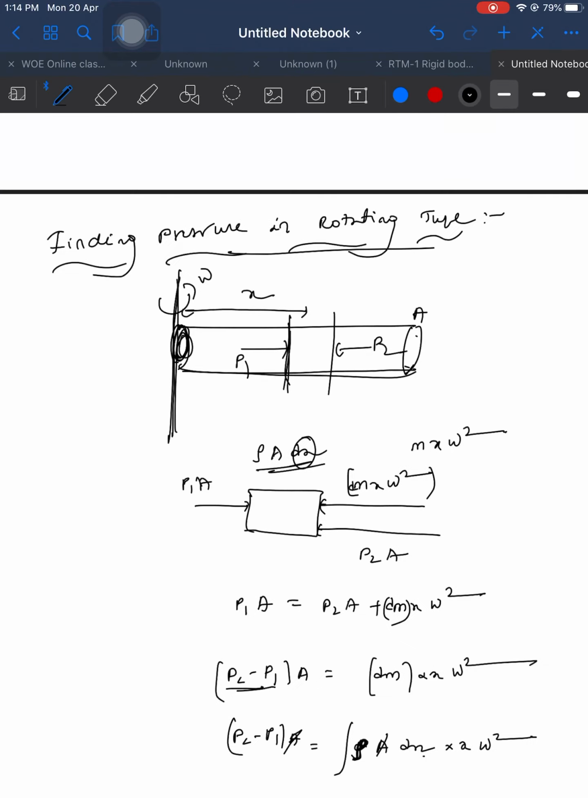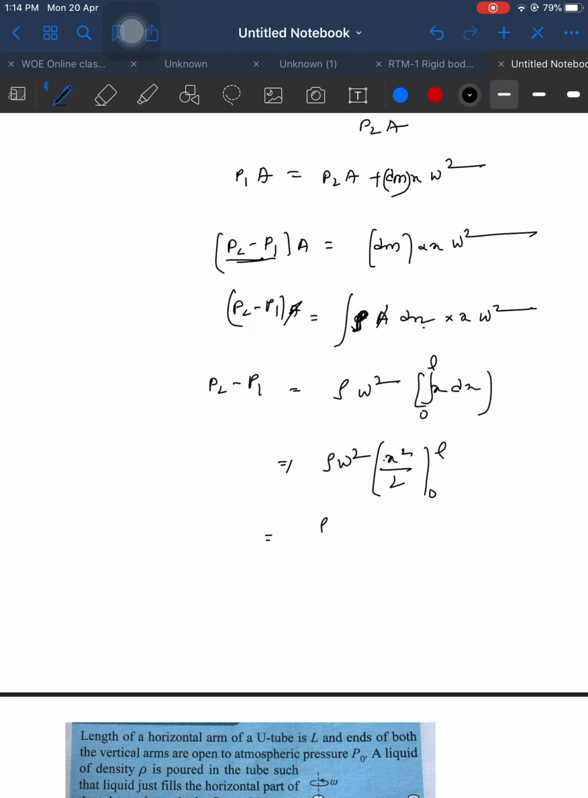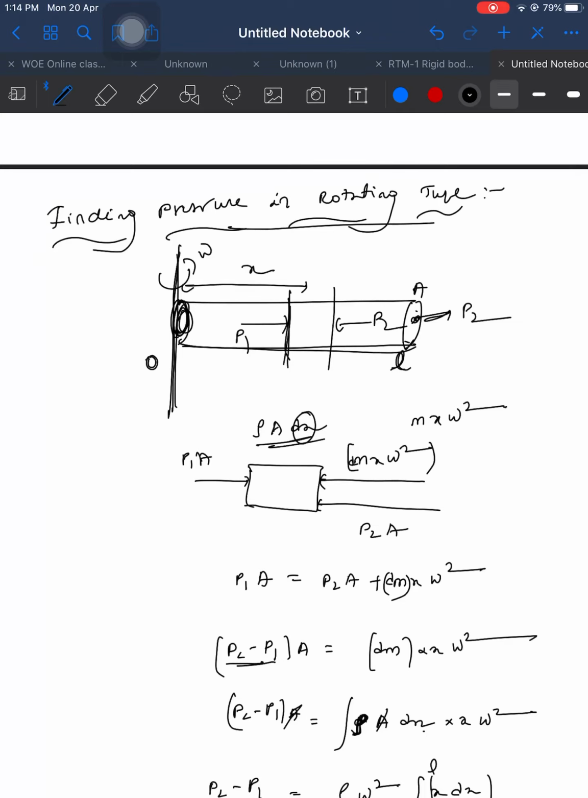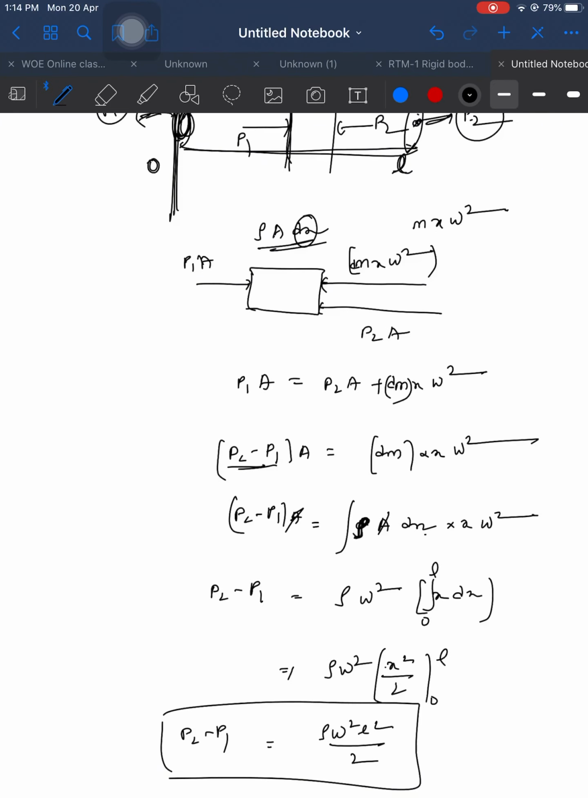Listen carefully, it is starting from 0 to L. Integrating x dx from 0 to L, we get rho omega square x square by 2, limits from 0 to L, which is rho omega square L square by 2. It is P2 minus P1. Remember, where will the pressure be more? At the end, P2. P1 is at the starting. Keep this in mind. We can do any number of problems.